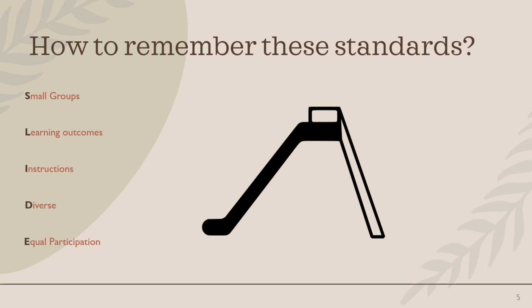And E is for equal participation. You can ensure equal participation by setting a plan beforehand. Assigning roles and responsibilities to encourage equal participation is important. And in the end, possibly peer evaluation can motivate others to participate and equally contribute.